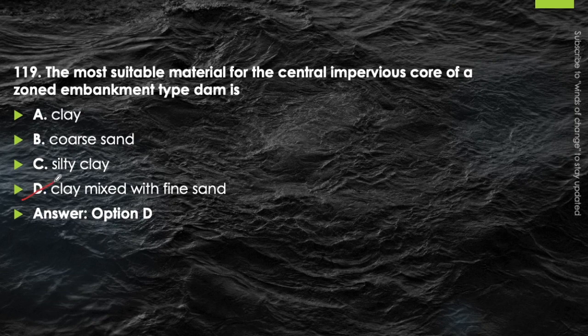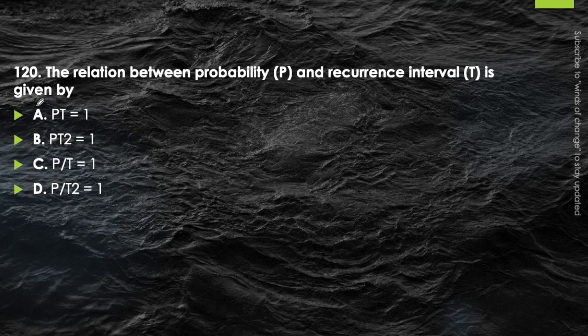This will be the most suitable material for the central impervious core of the zoned embankment type dam. Next question. The relation between the probability P and recurrence interval T is given by Pt equal to 1, or Pt square equal to 1, P by T equal to 1, or P by T square equal to 1. Just think about it. Relation between the probability and recurrence interval.